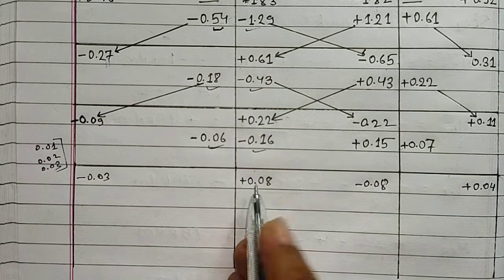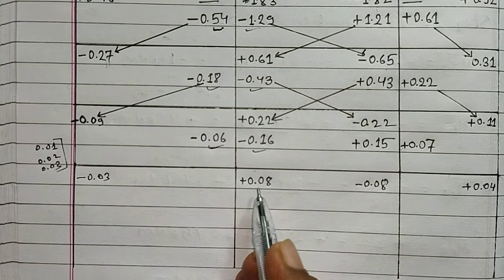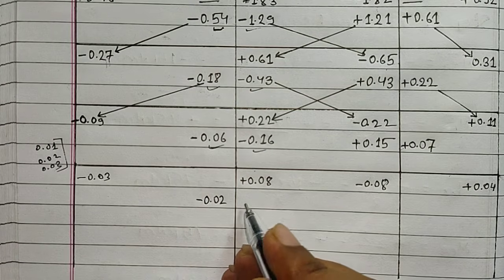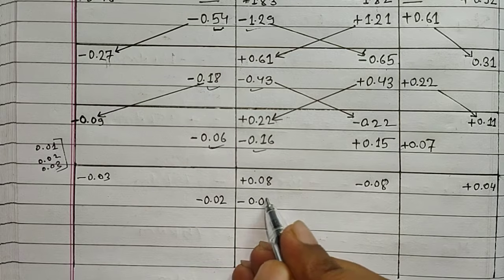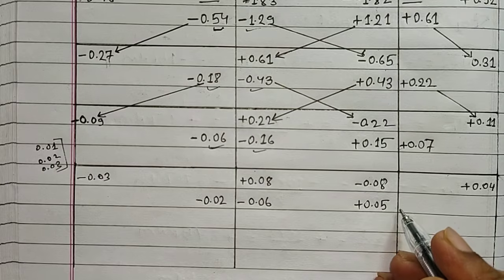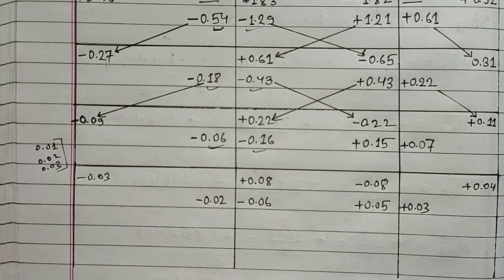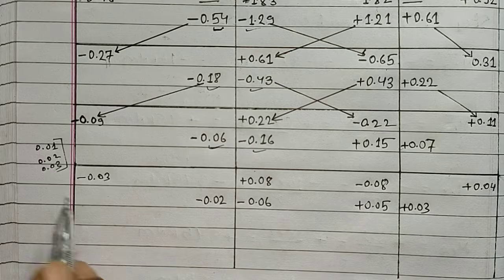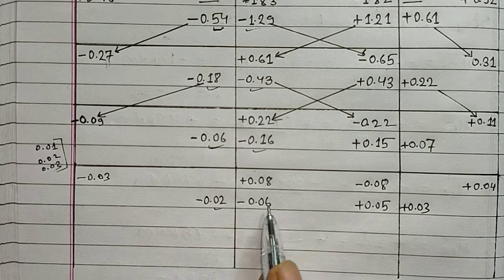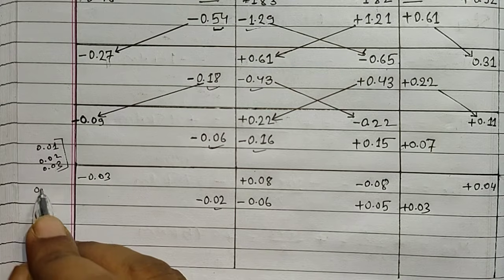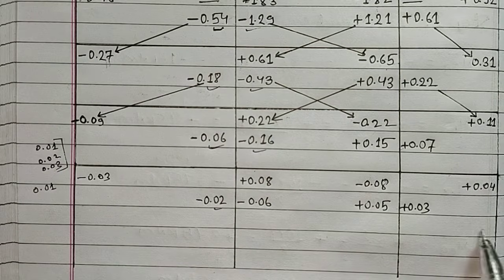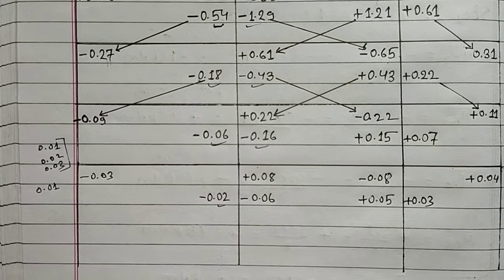After this, on multiplying this by 5 by 17, we will have here minus 0.02 and minus 0.06. Similarly, this is going to be plus 0.05 and plus 0.03, and this will be our final step because we have started getting the values 0.02, 0.03. We can solve this further up to 0.01 also, but this much is sufficient in this numerical. So now let's find out the final moment of this question.